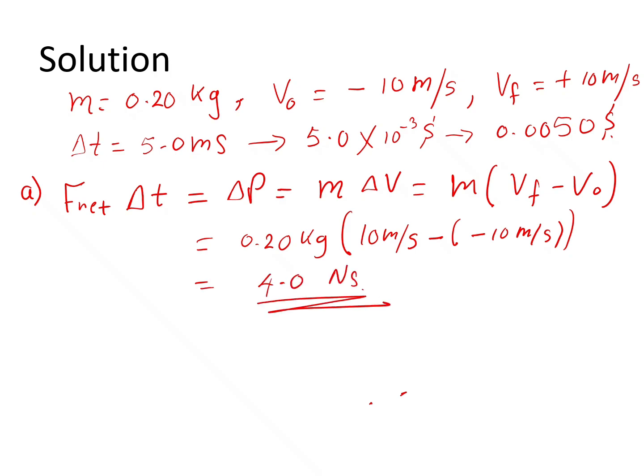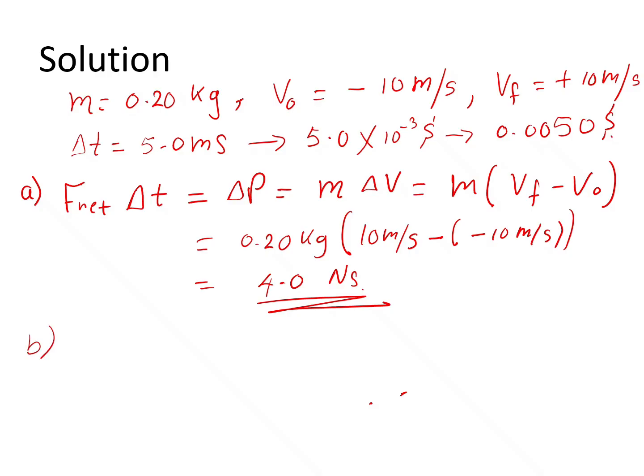The question asks for the impulse delivered to the floor by the ball. By Newton's third law, the floor gives the ball an upward impulse and the ball gives the floor an equal magnitude impulse downward. Since the question asks for magnitude, the answer is 4 newton seconds.